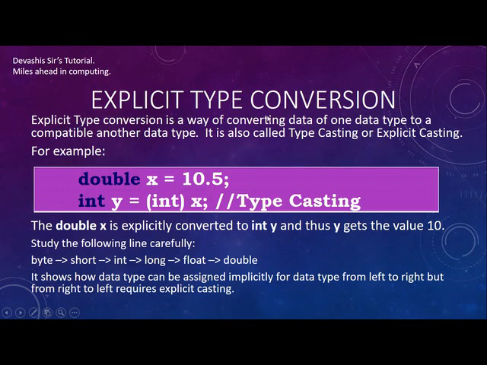And now you look at the definition. Explicit type conversion is a way of converting data of one data type to another compatible data type. It is also called typecasting or explicit casting. And you can see that this is the way Java follows the rule. From byte to short, you can easily convert it. From left to right, you can implicitly perform type conversion. But from right to left, you have to go for typecasting or explicit type conversion.